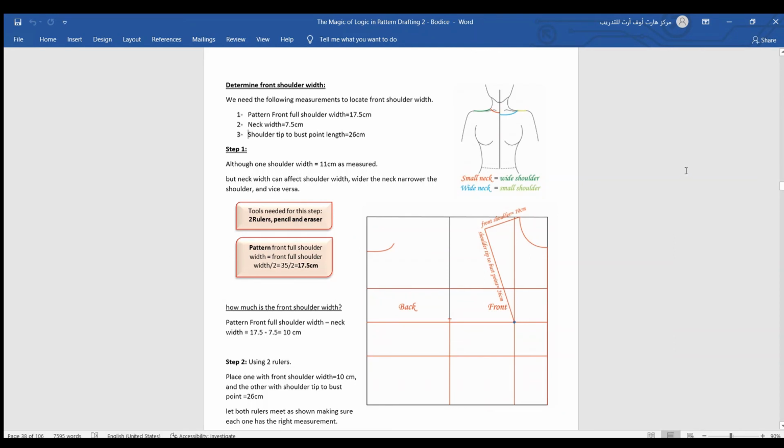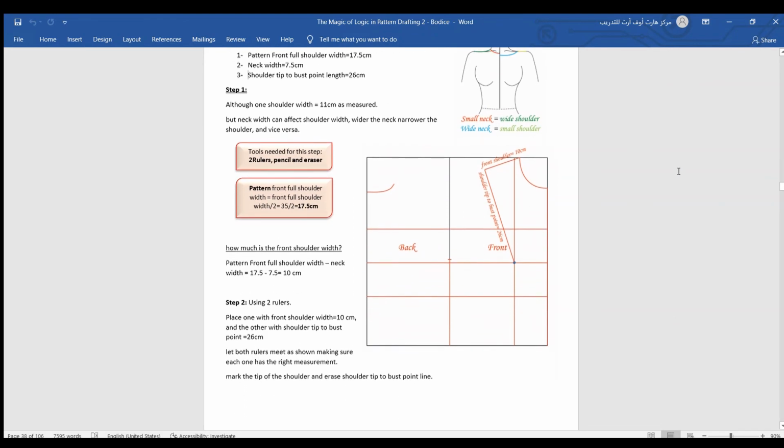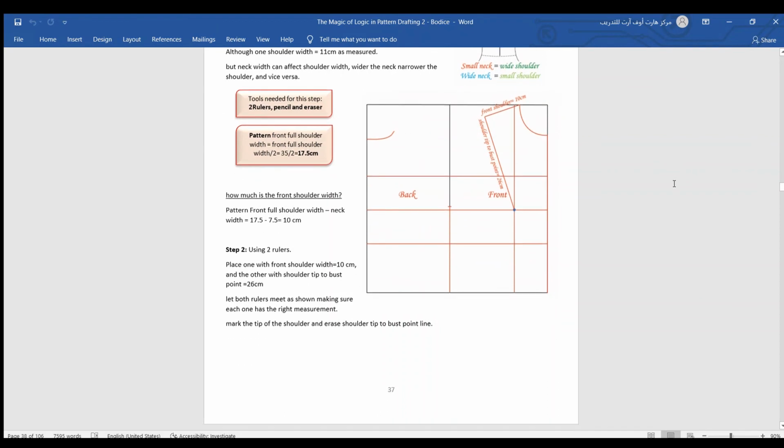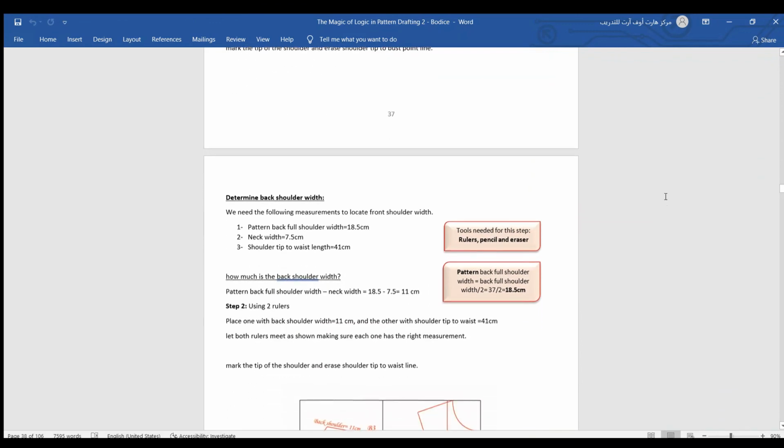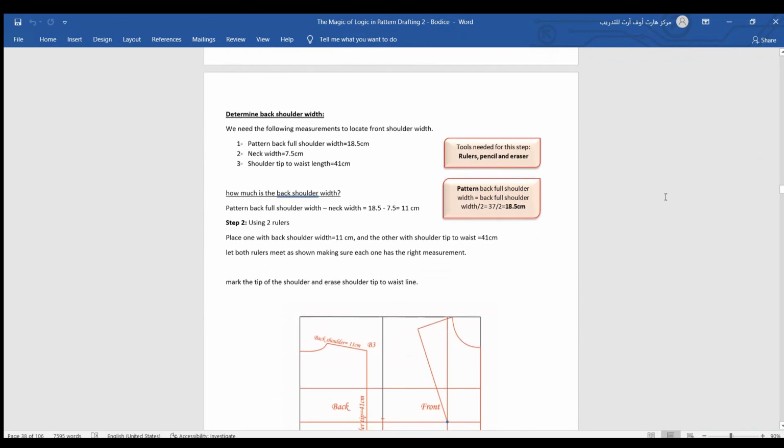So yeah, I will highly recommend you go and read my book because it has so much information about that. So yeah, let's go to the second one.